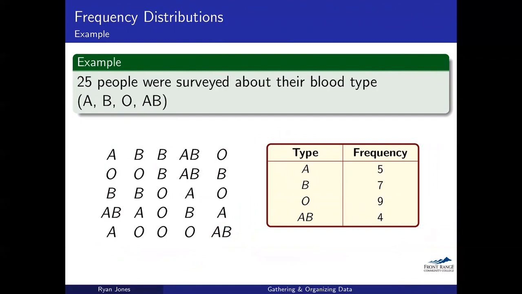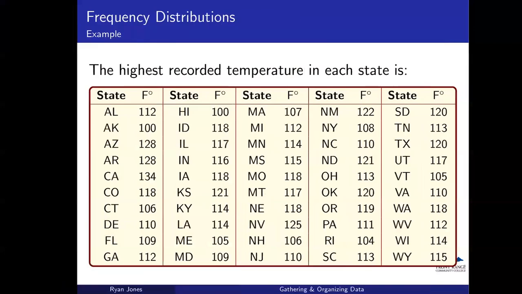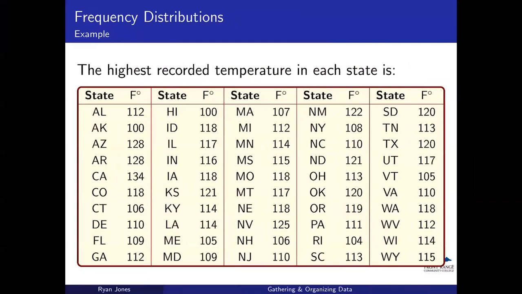Let's go ahead and look at another example here, and we're actually going to look at more data. So right here, we're going to look at the highest recorded temperature in each state in the United States. So there's 50 states here. We've got five columns of 10, and we've got all of our states here. And you'll notice, interestingly enough, that all of these are 100 or higher. They're all triple digits.